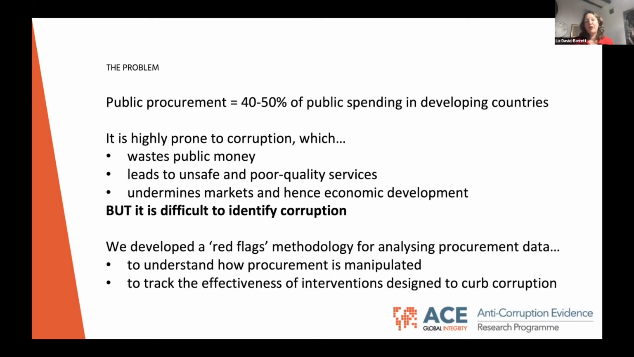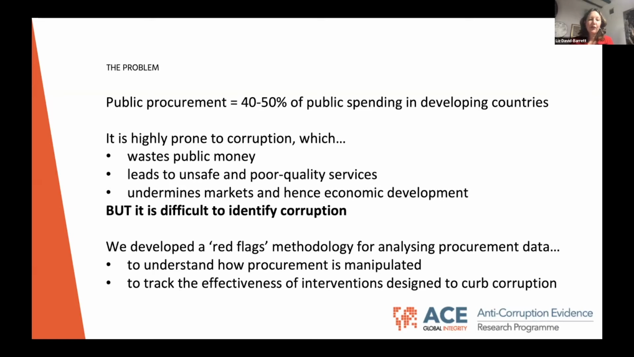And when that money goes astray, it is not only a waste of public money, but it's also often leading to unsafe or poor quality services. And it's also, of course, having an impact on the economy. It's undermining markets by sending a signal that you can only get these contracts if you've got connections, for example, or you're willing to pay bribes. And so that's undermining economic development. So there's a really big problem, I think a big rationale for trying to tackle it, but at the same time, it's really difficult to identify corruption in public procurement.